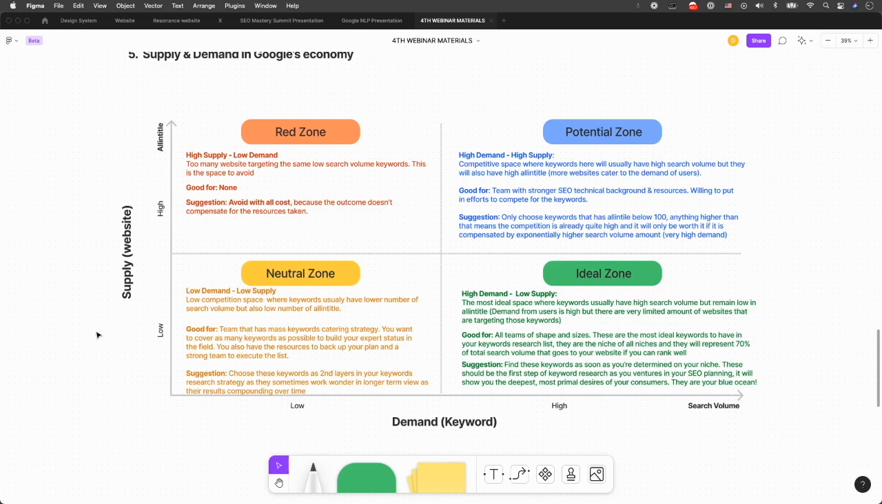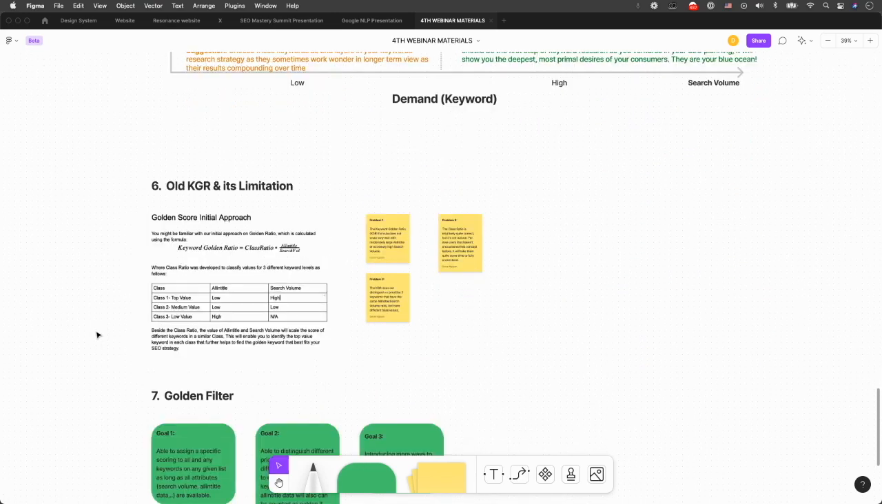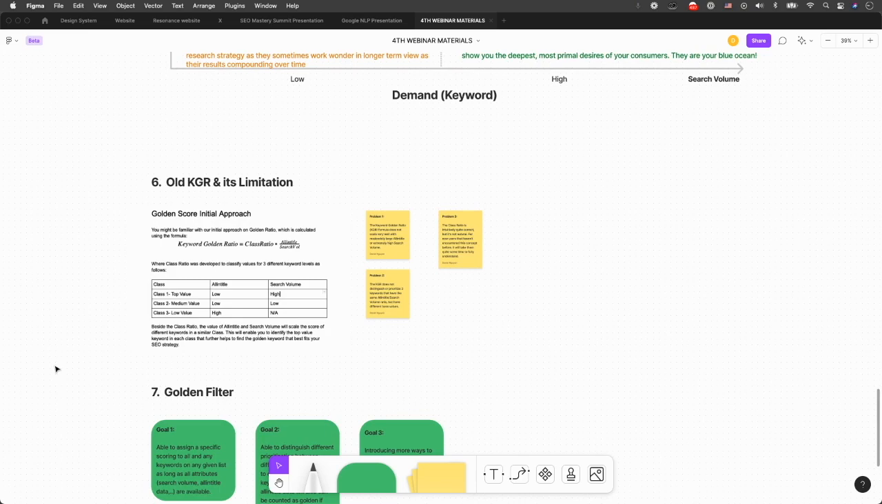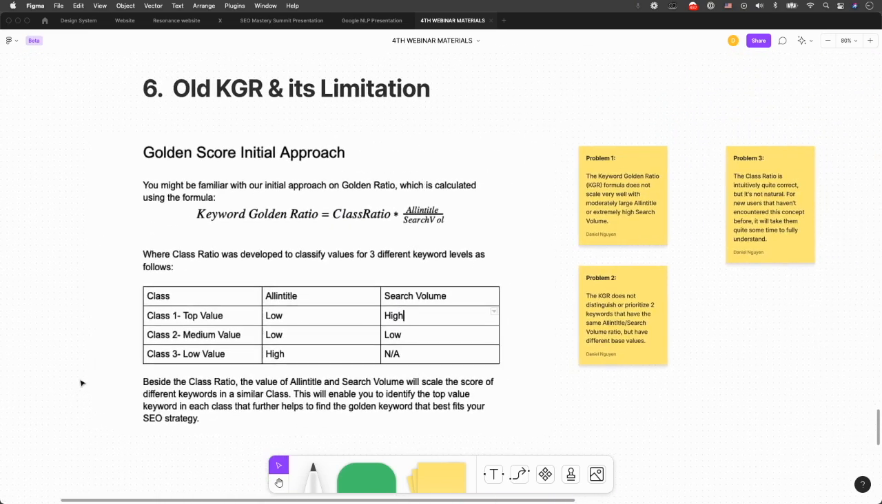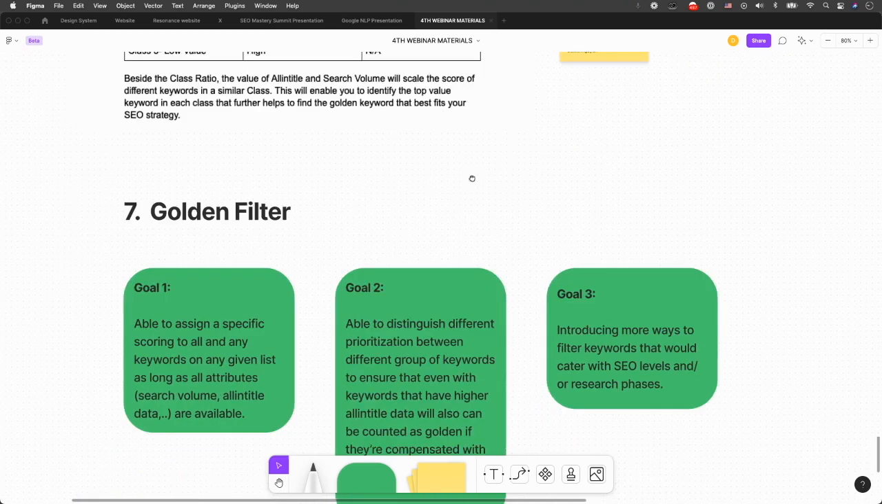Before I go into golden score, let me go a bit more in depth on when we built the golden filter. What are the goals that we tried to achieve, right? I kind of went ahead of myself a bit over there. The old approach and the problems of it, I kind of went through that already.